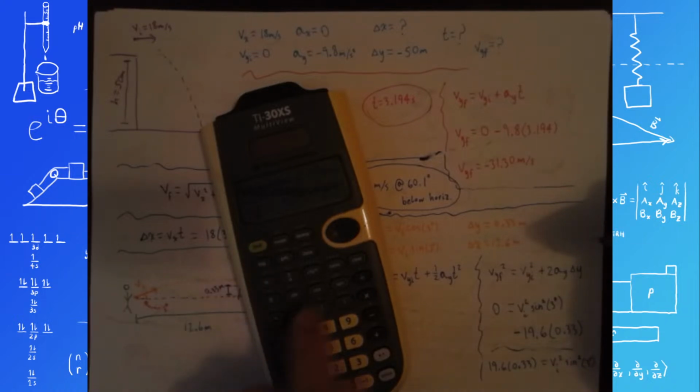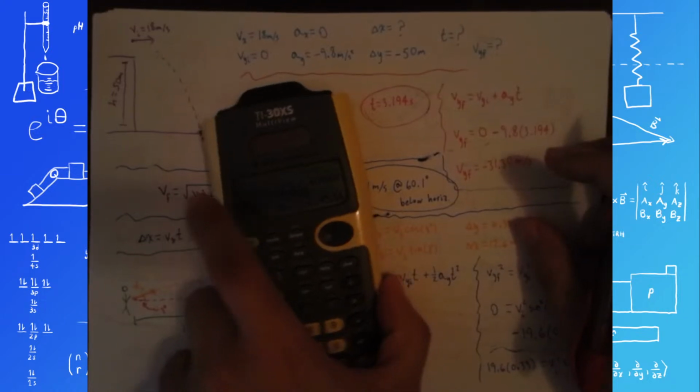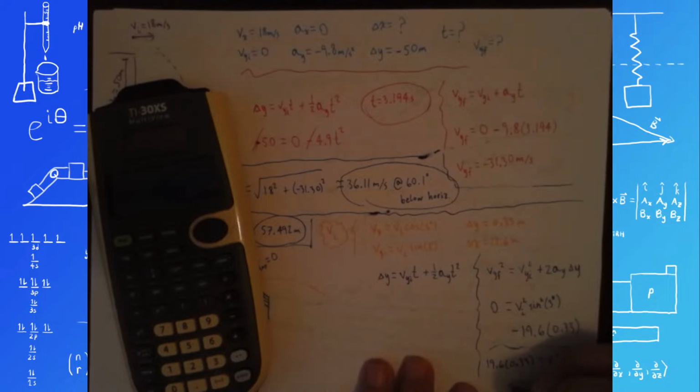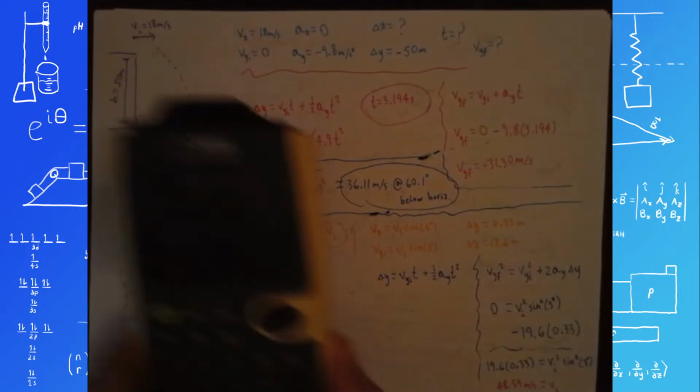And if I take the square root of that, I get 48.59. So 48.59 meters per second equals v initial. Is it plus or minus the square root? I'm going to use plus the square root here because we are calculating the magnitude of the velocity, and magnitudes are absolute values.